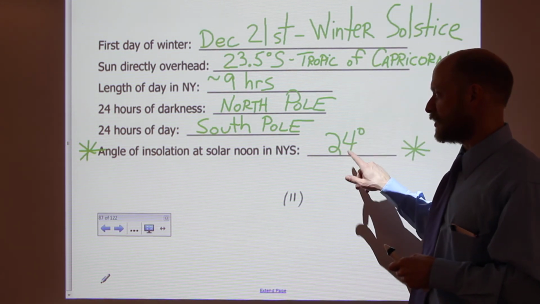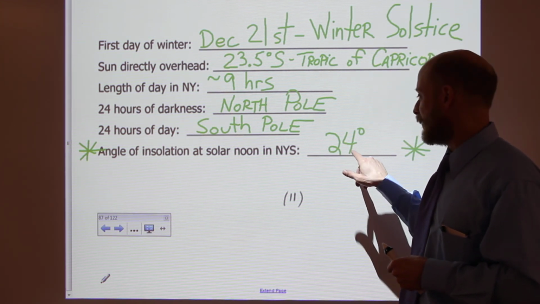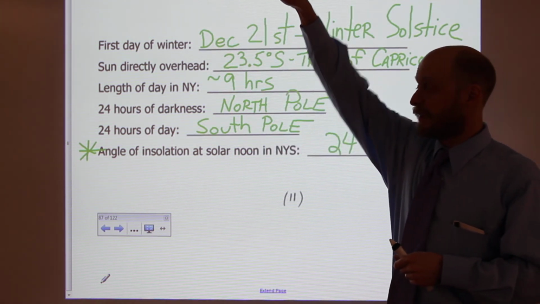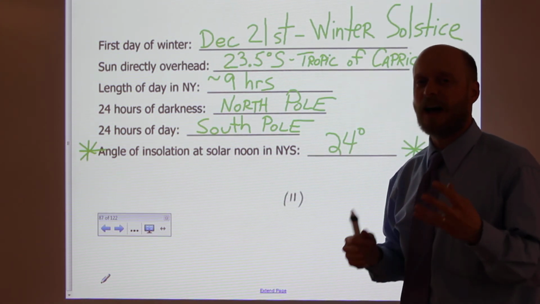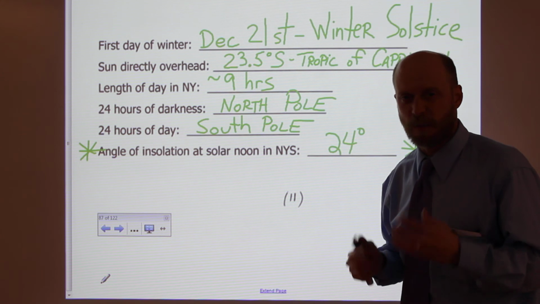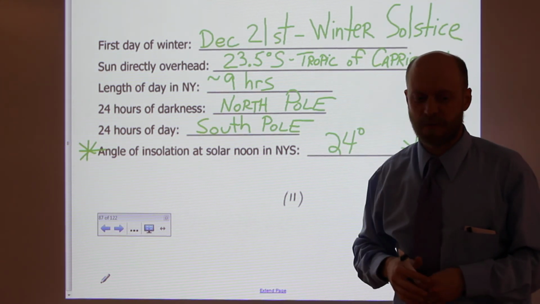The angle of insolation at solar noon in New York State, the highest it gets on that day, is 24 degrees above the horizon. Okay, not very high, low in the sky, low angle, therefore not warming the surface very much, and that is why it's cold in the winter. Know that number, that's why it's starred.